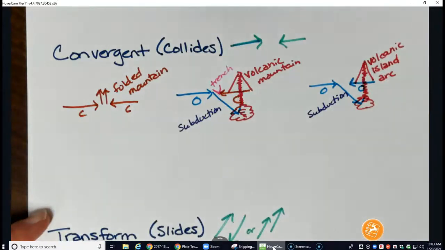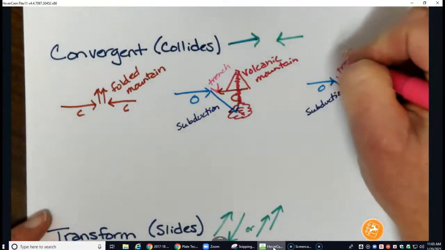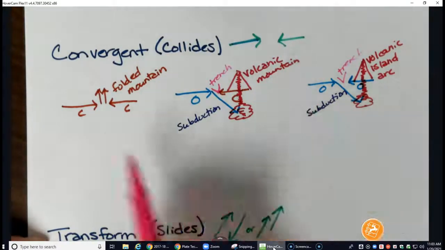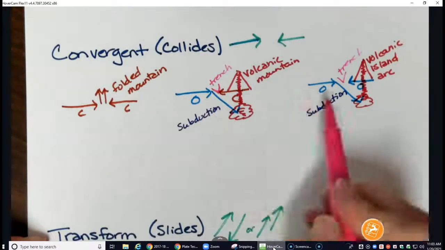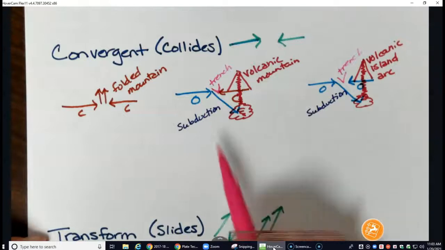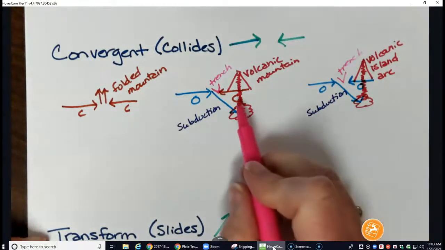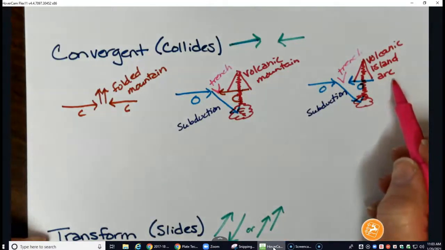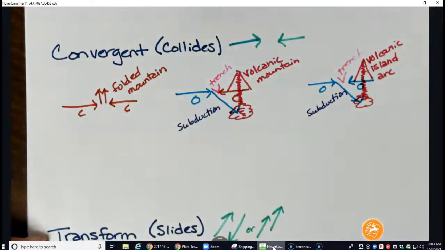Now we also are going to have a trench forming because we have subduction taking place, so we get that deep V in there. So if we look at convergent, when the plates collide, if it's continental crust, they push upward to create a folded mountain. If there's any type of oceanic, you're going to get subduction taking place, and you're going to get some sort of volcano formed. If it's continental crust, it forms a volcanic mountain. If it's oceanic crust, it forms a volcanic island arc. If there is subduction, you are going to get a deep ocean trench.